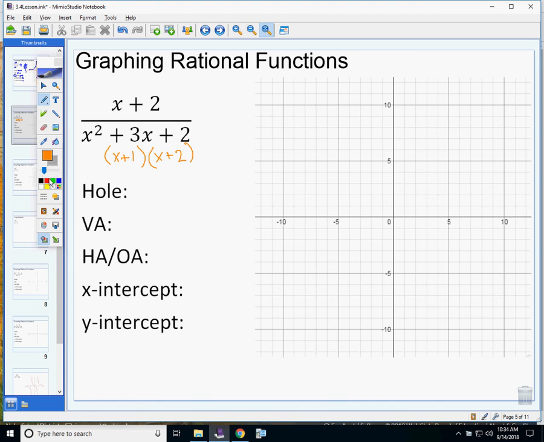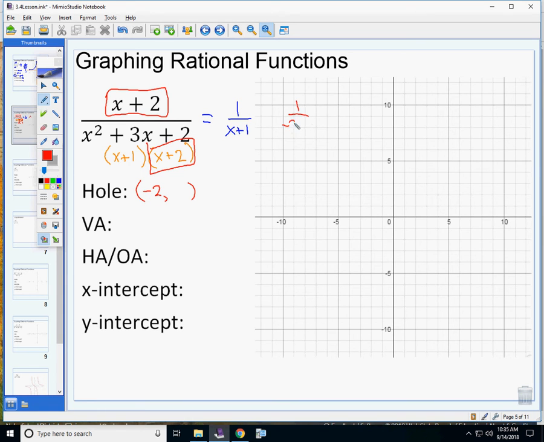So notice that we do have a factor of x plus 2 on bottom and a factor of x plus 2 on top. So if we reduce that, we get 1 over x plus 1. Now this piece that we just reduced, that is going to be the x coordinate for the hole. So where this equals 0 is the x coordinate for the hole. The y-coordinate comes from plugging in this x value into the reduced version of the function.